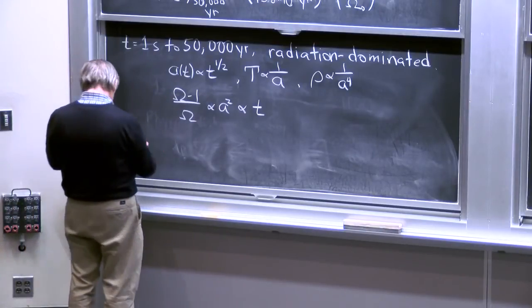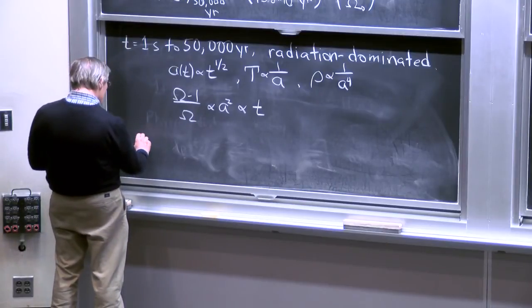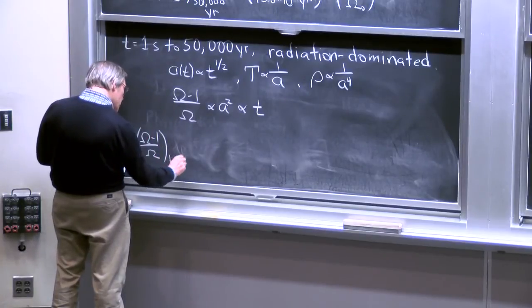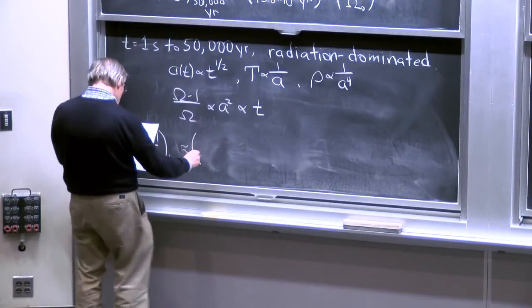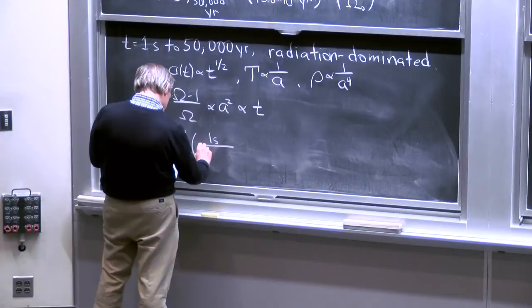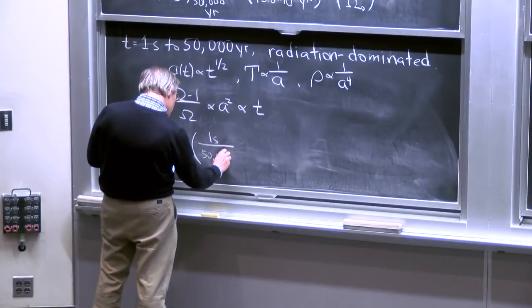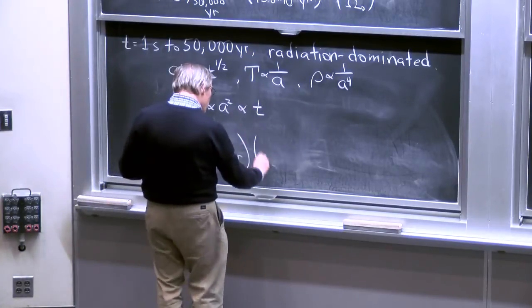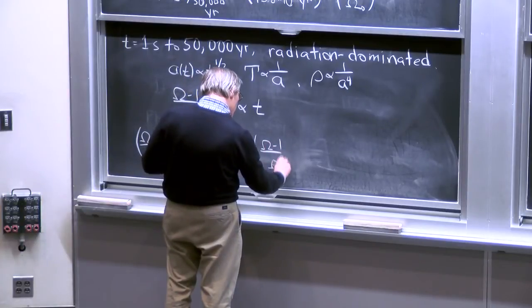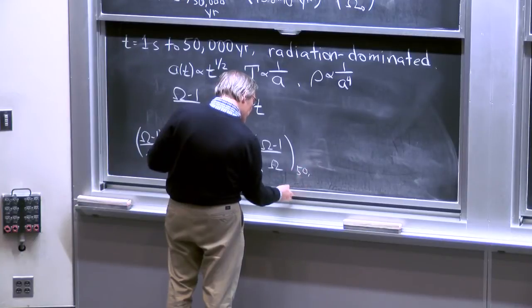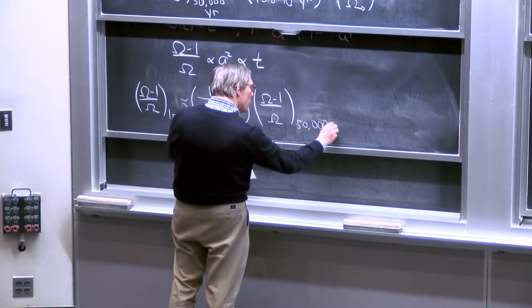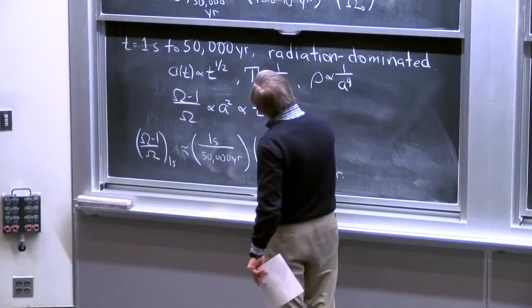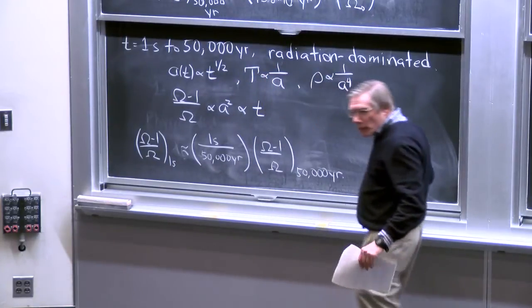And using this fact, we can put it all together now and say that omega minus 1 over omega at 1 second is about equal to 1 second over 50,000 years to the first power, because it's going like the first power of t, times the value of omega minus 1 over omega at 50,000 years. And for omega at 50,000 years, we can put in that inequality and relate everything to the present value.